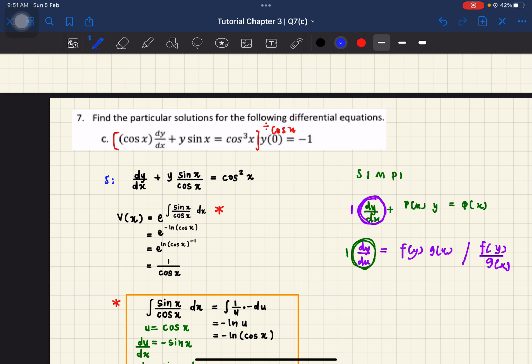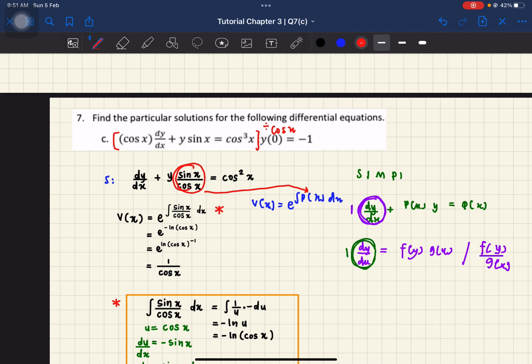Second one adalah kita nak cari dia punya integrating factor. Integrating factor, formula dia adalah v(x) equals to exponential to the power of integral p(x) dx. So this is our formula. Our p(x) kita is this one. Ini adalah p(x), so masukkan ke dalam this one. Right, so p(x) kita adalah sin x over cos x.